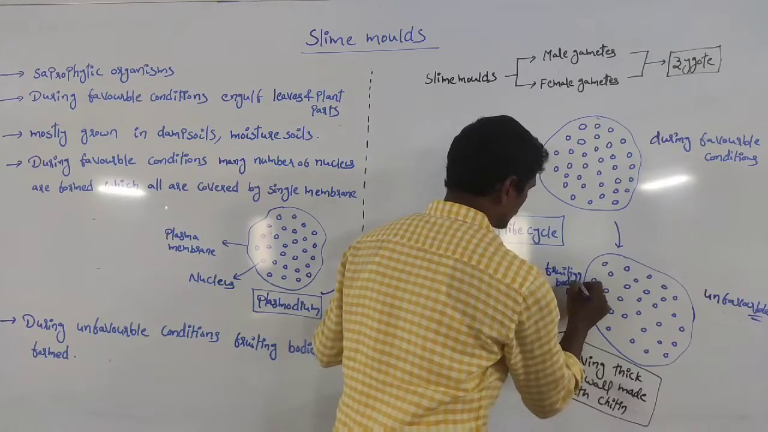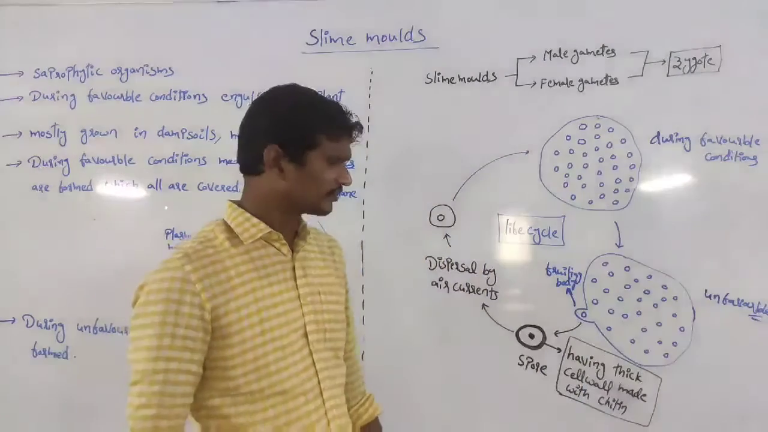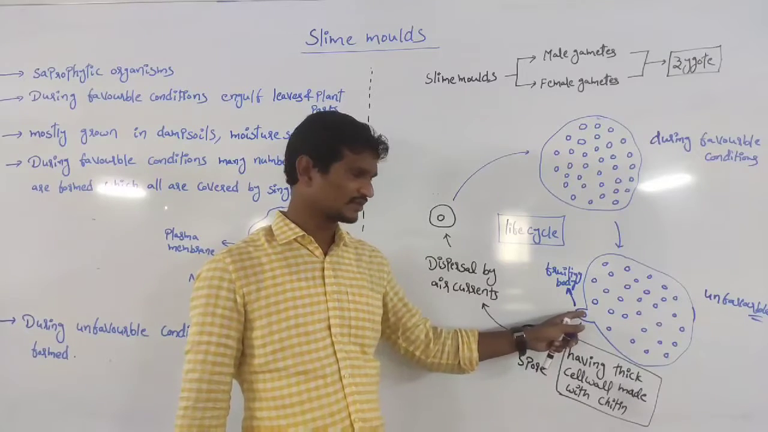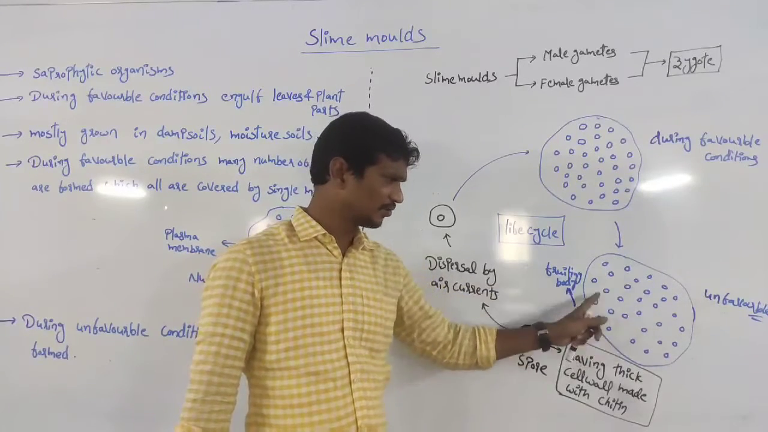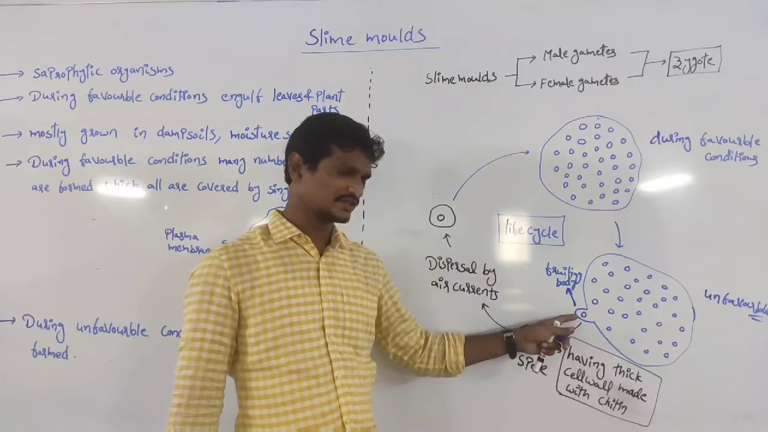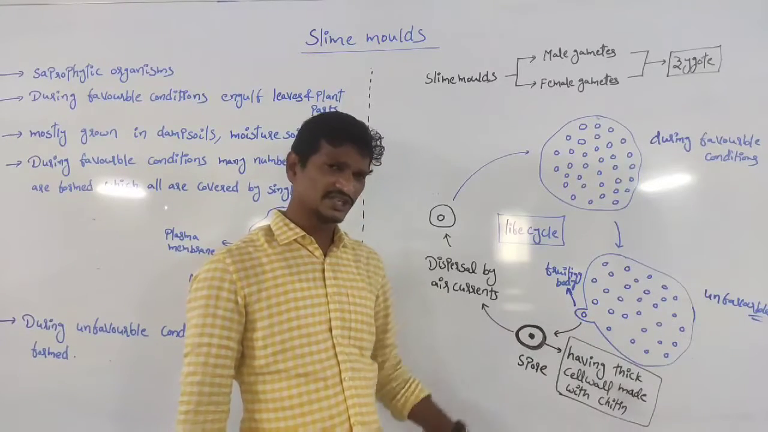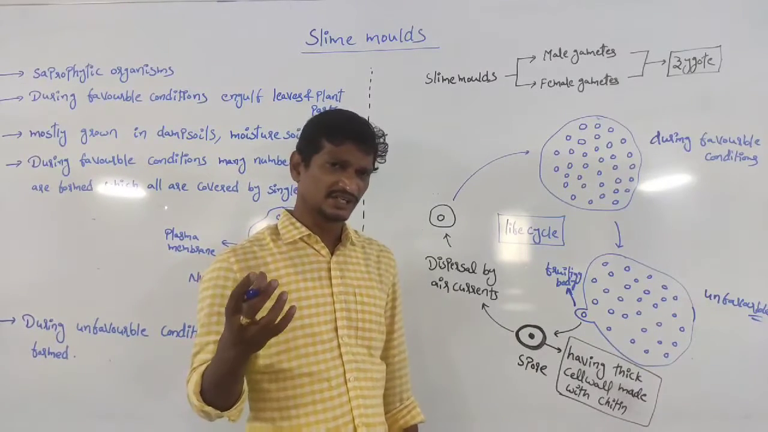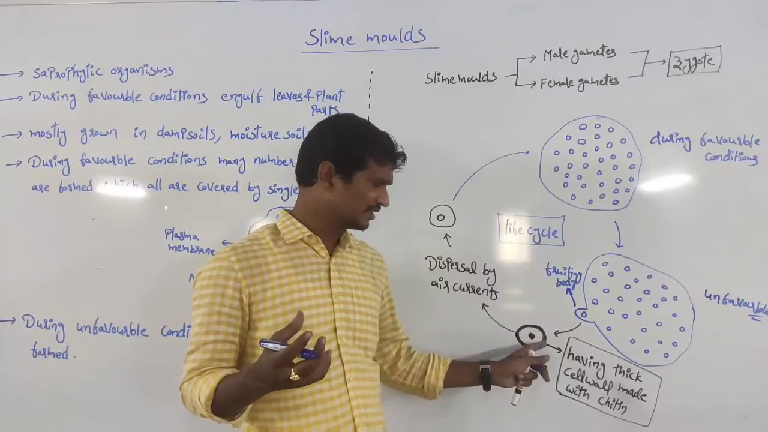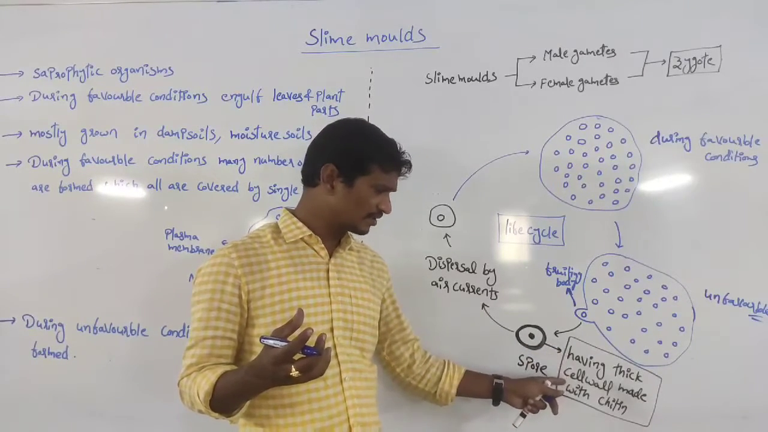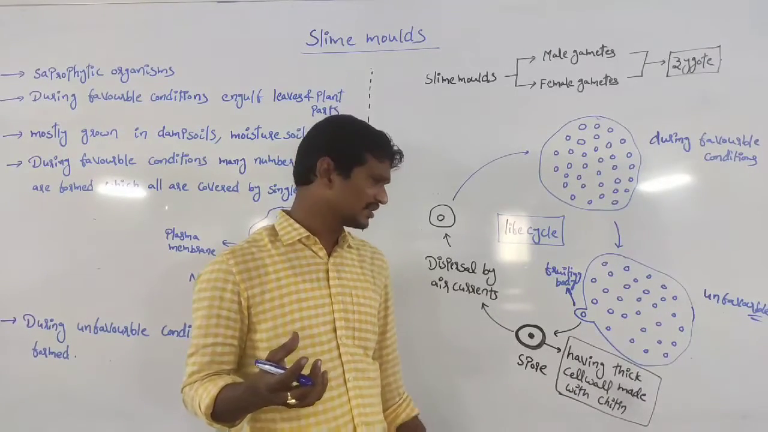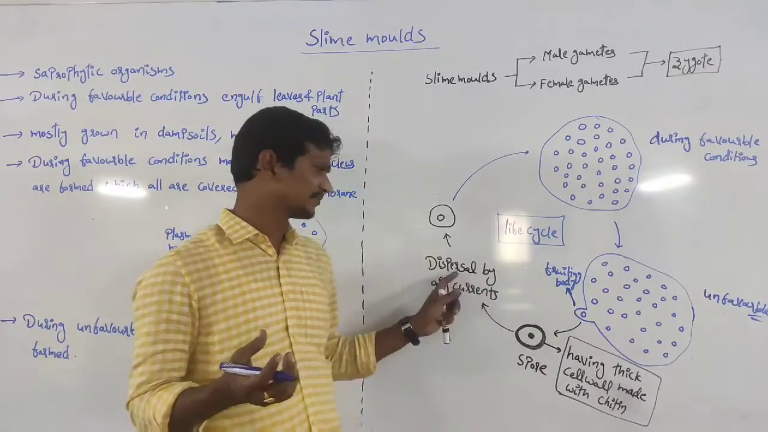This is the fruiting body structure, right? See, what I am trying to explain here: whatever cells are there, whatever nuclei are there, during unfavorable conditions the nucleus is covered by a thick cell wall. And remember that the cell wall is made up of chitin. And these are dispersed by the air currents.